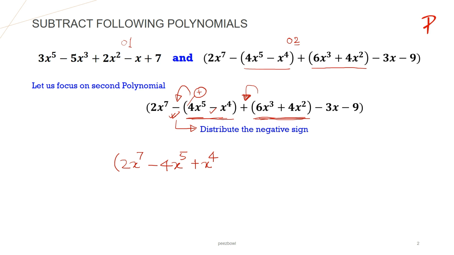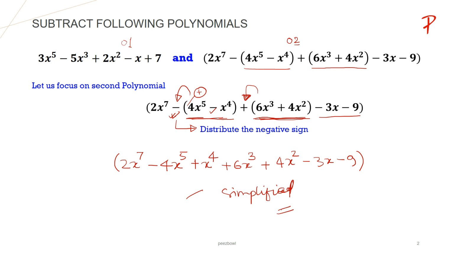Okay. And for the second polynomial, we will break the bracket, but we will not change its sign. So this is going to be 6x^3 plus 4x^2. Right, and after that these two terms I will write as they are, minus 3x minus 9. Okay, so this is how we simplified the second polynomial. Okay, now let us subtract the second polynomial from the first polynomial, which is 3x^5 minus 5x^3 plus 2x^2 minus x plus 7.